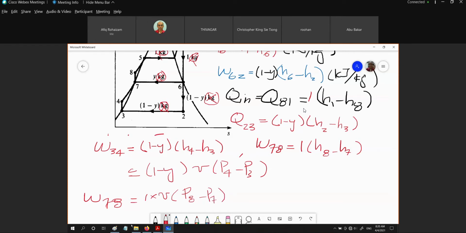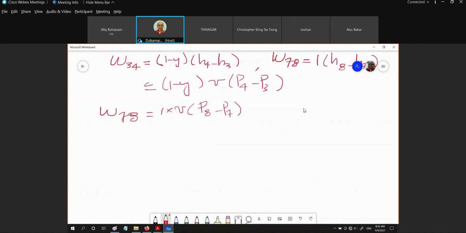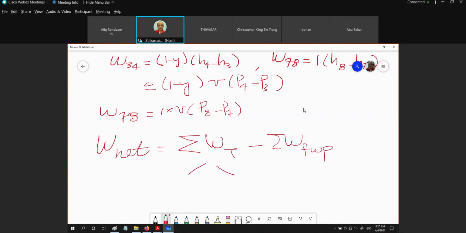Okay? So this is the analysis for each component of the regenerative cycle. After that, if you want to get your W net, your W net is equal to your sigma W for the turbine minus the sigma W for the feed water pump. We have 2 right here, which is W16.